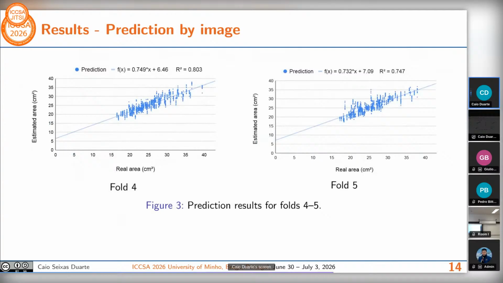And this slide presents the results obtained for folds 4 and 5. As observed previously, the predictions continue to closely follow the reference values, showing that the model maintains consistent behavior throughout the cross-validation. Although fold 5 presents slightly lower performance than the others, there is still a well-defined linear relationship between the estimate and the reference leaf areas.